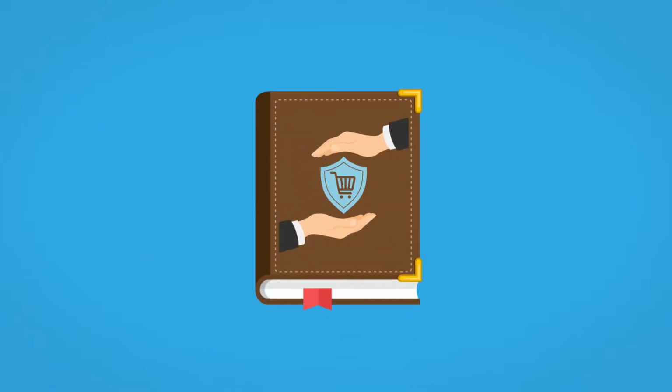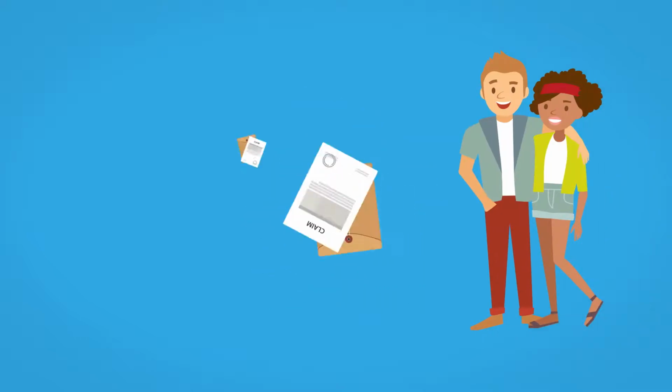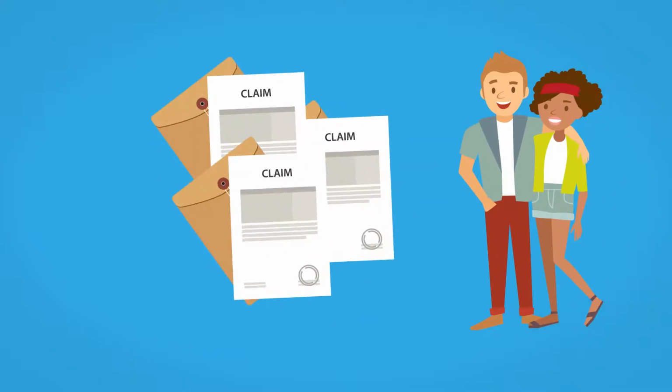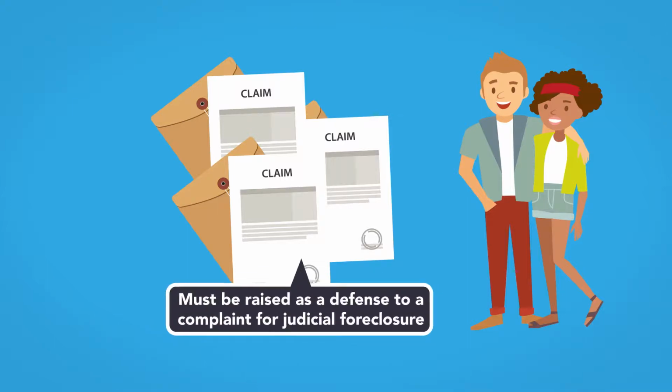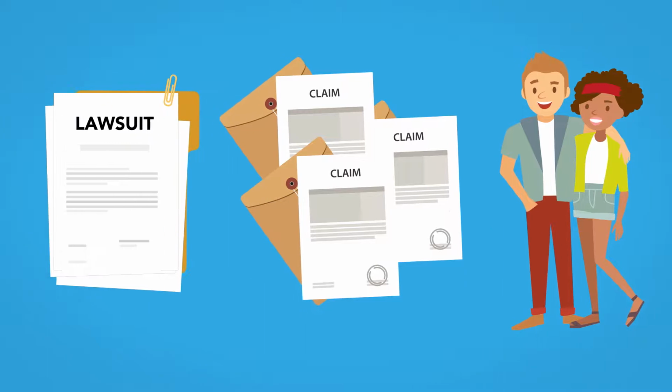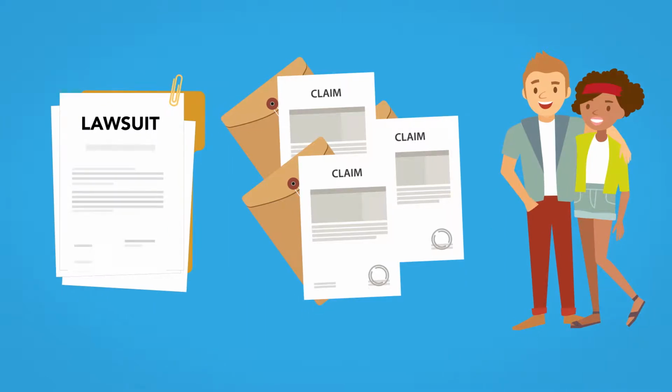Federal consumer protection laws provide mortgage borrowers with some affirmative claims that may be used in response to a foreclosure action. These claims must be raised as a defense to a complaint for judicial foreclosure or brought as a separate lawsuit, whereby the borrower can seek an injunction to stop foreclosure proceedings.